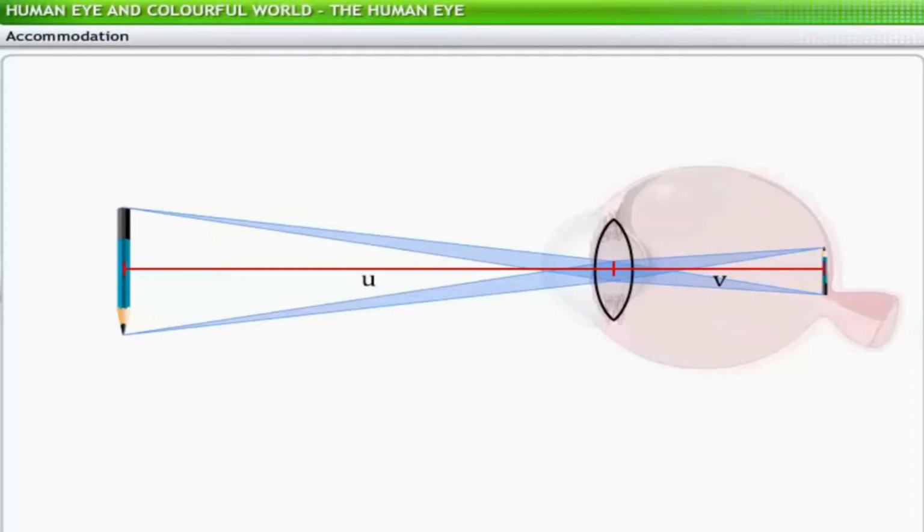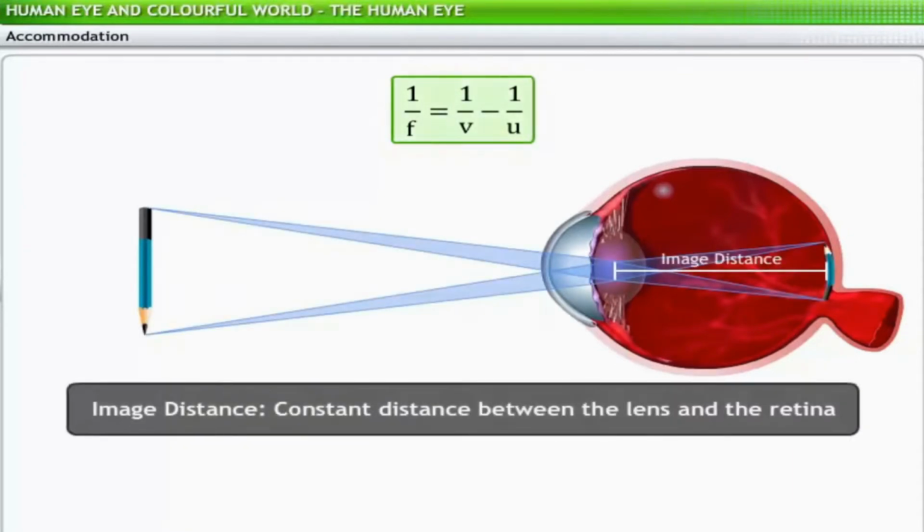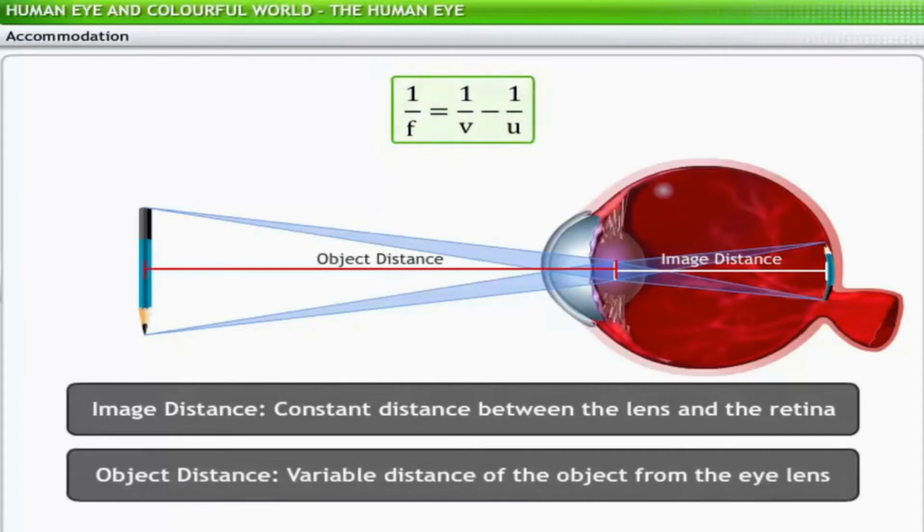Let's refresh your memory. The relation between the object distance u, image distance v, and focal length f is represented by the expression 1/f = 1/v - 1/u. In this relation, all distances are measured from the center of the lens. Applying this formula for the eye, image distance is the distance between the lens and the retina, which remains constant. The object distance is the distance of the object from the eye lens, which may vary.